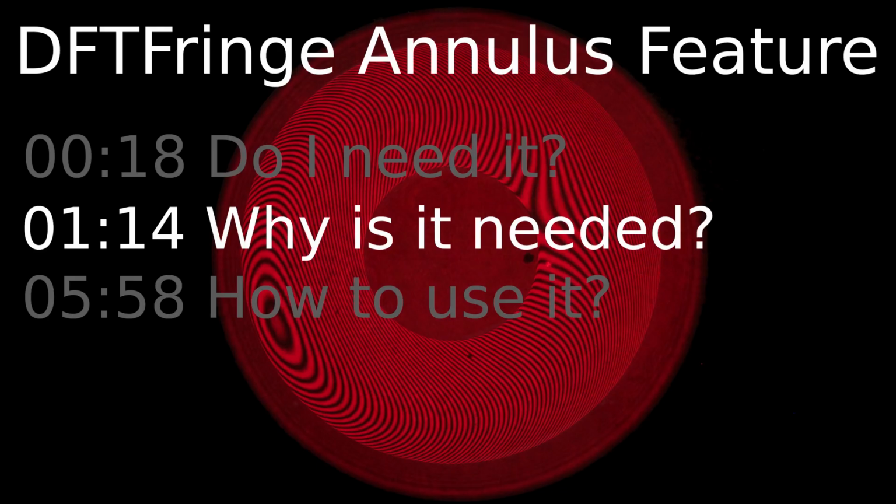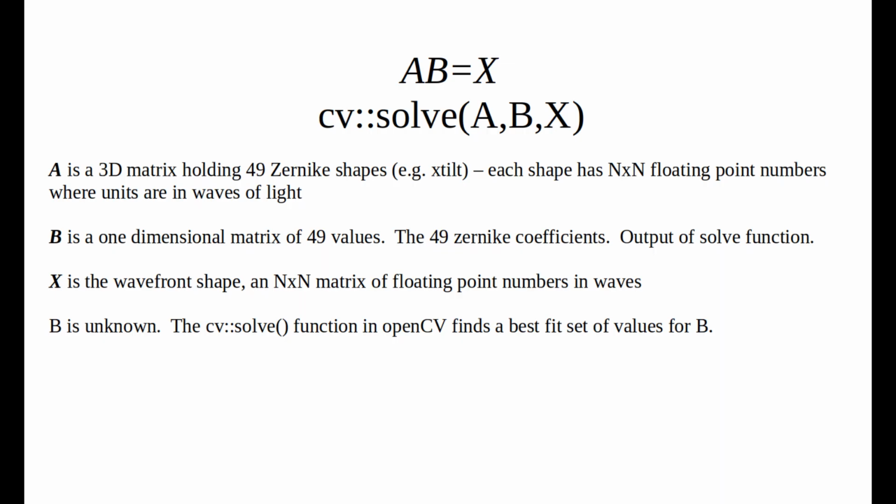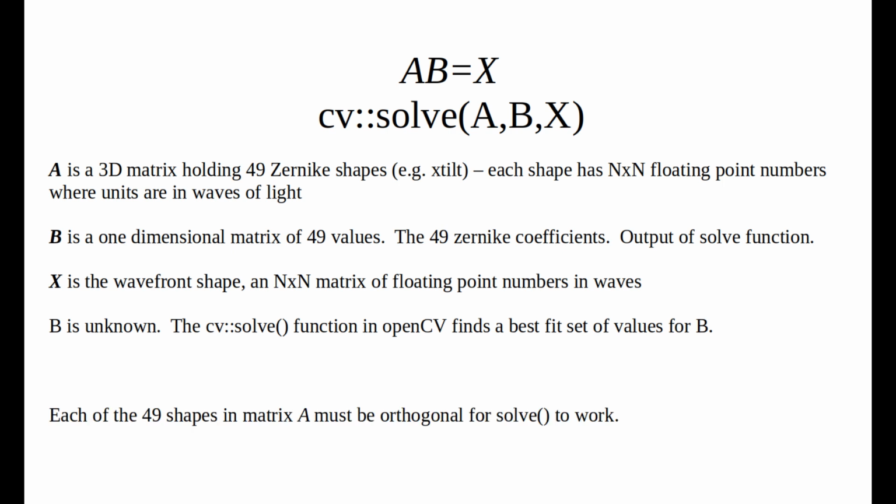Why using annular polynomials is important. You don't need to know why these are important, so if you don't care, then skip to the next section, how to use the feature in DFTFringe. The quickest answer is that DFTFringe uses a matrix function called solve that finds the least squares best fit Zernike polynomials, and the solve function requires the polynomials to be orthogonal.